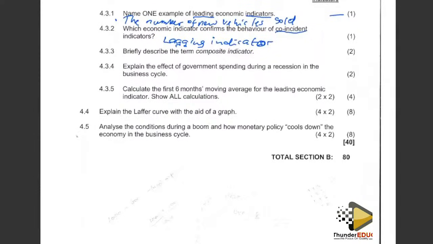4.3.3. So 4.3.3 reads as follows. Briefly describe the term composite indicator. I did explain it when I was explaining the table. I said composite indicator, as the word goes composite, it means here we check what? We check the combination of different set of indicators. In short, this is a summary of the various indicators of the same type into a single value.